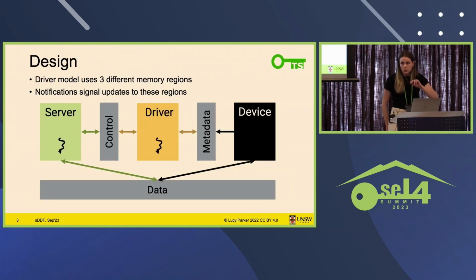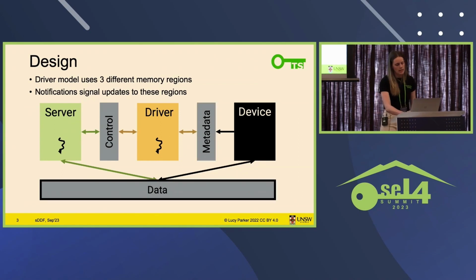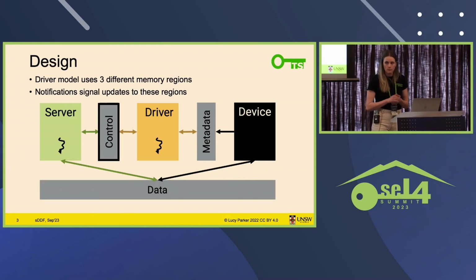So the driver model utilizes three distinct memory regions. The hardware takes instructions from its registers, or rather the metadata region, and then reads and writes data to a specific location via direct memory access. Now this data region can also be mapped into other components' address spaces, which enables a zero-copy interface. And then these components communicate with the driver via the control region. So a server can issue transmit requests, receive information on newly received data, and then likewise in reverse for the driver.